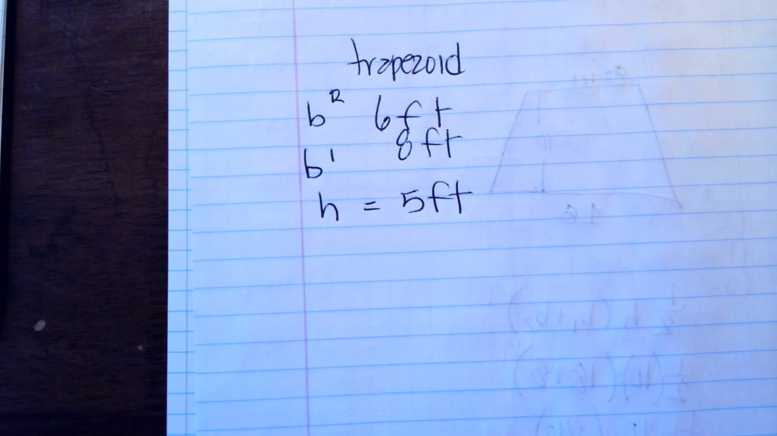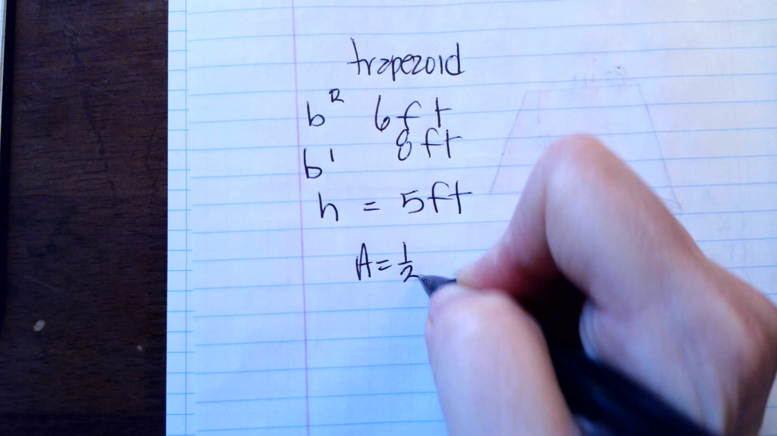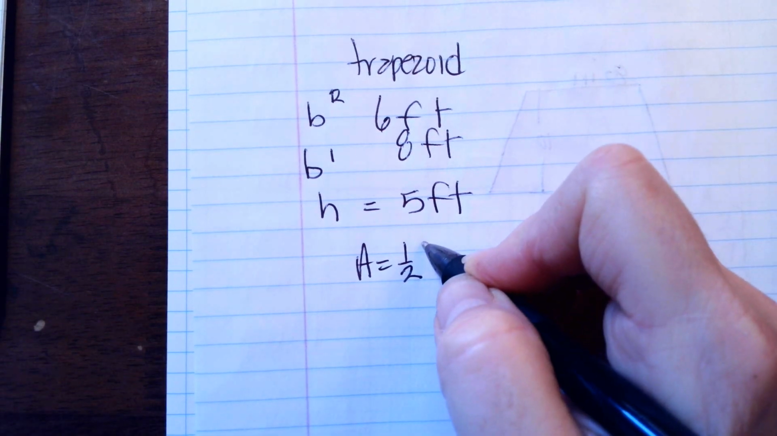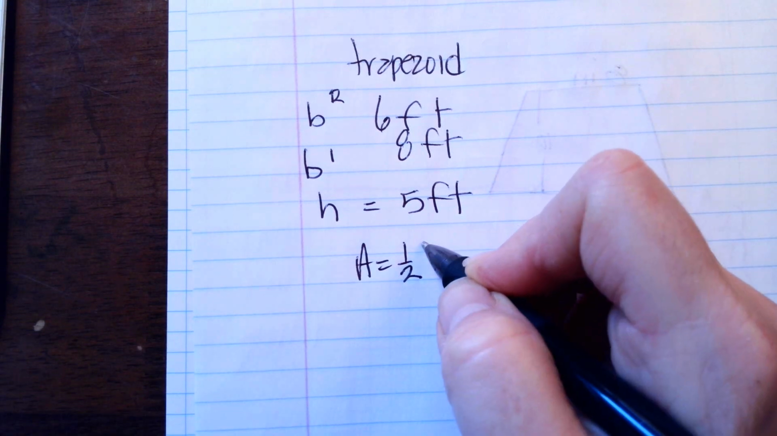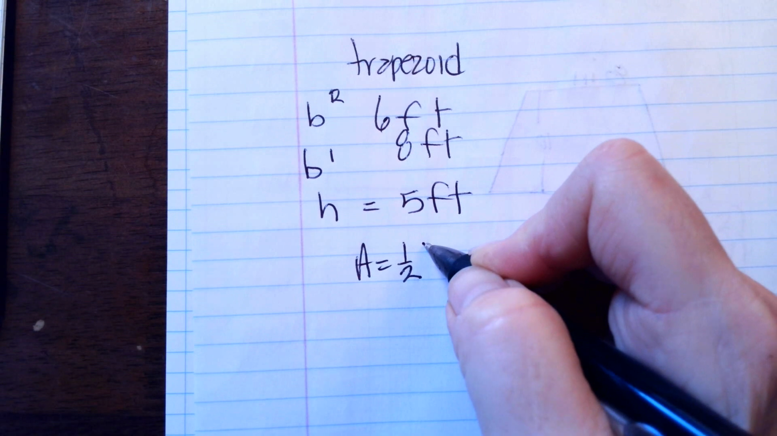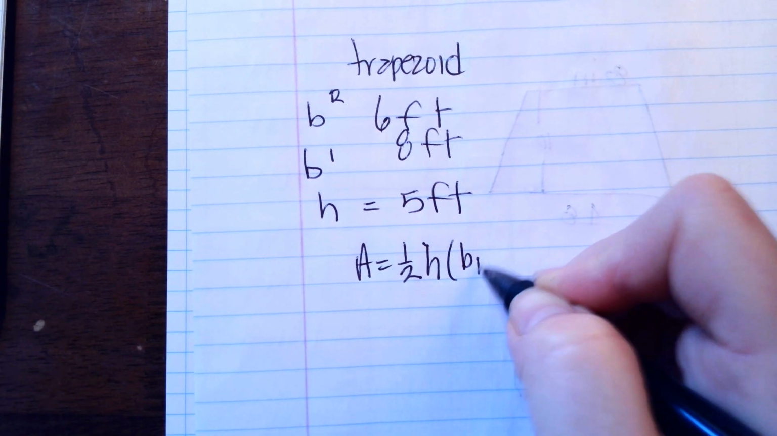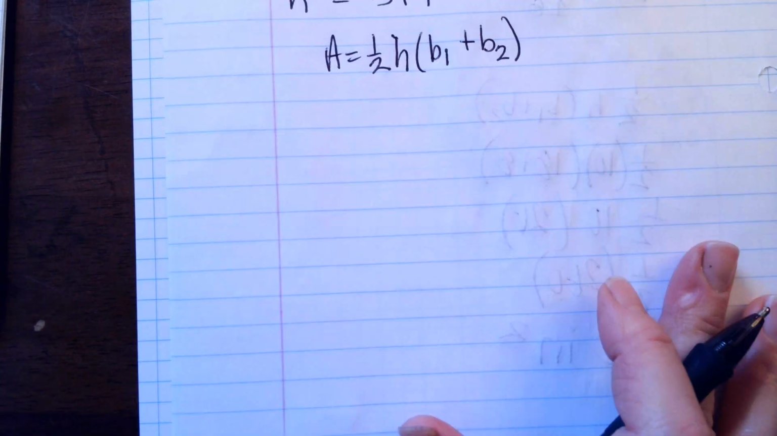So for the formula, you would do area equals 1/2 base times height. Or, no, sorry, 1/2 height times base 1 plus base 2. Yeah, 1/2 height times base 1 and base 2. So then what would I do next?